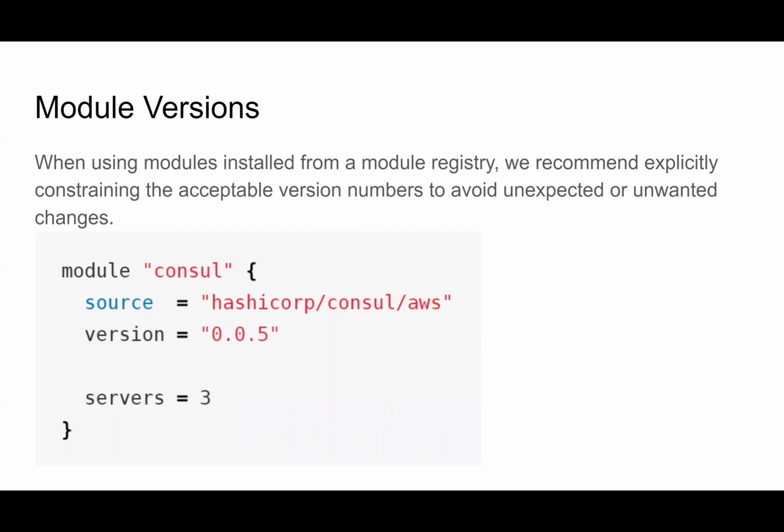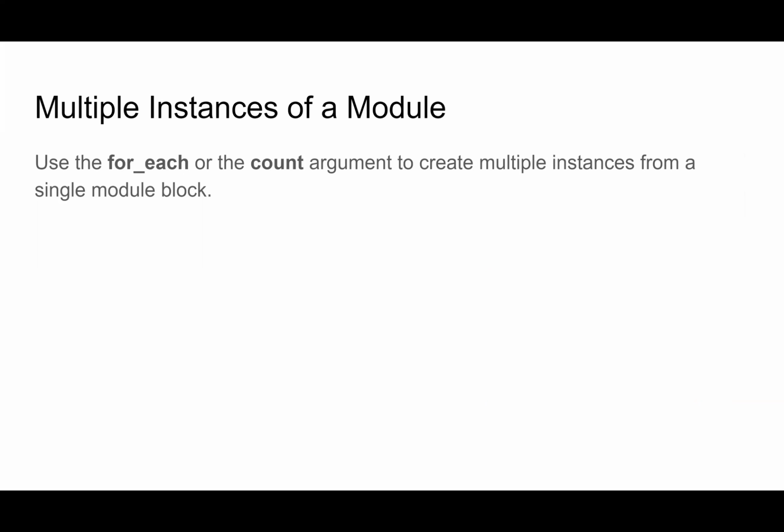Then we have module versions. When using modules installed from a registry, you want to explicitly constrain the module to acceptable version numbers to avoid unexpected or unwanted changes. The last thing you want is someone to change something in a module that's in a registry, and then all of a sudden all of your code breaks because you haven't constrained it to the proper version. We can also declare multiple instances of a module. To do that, we'll use the for_each or the count argument.